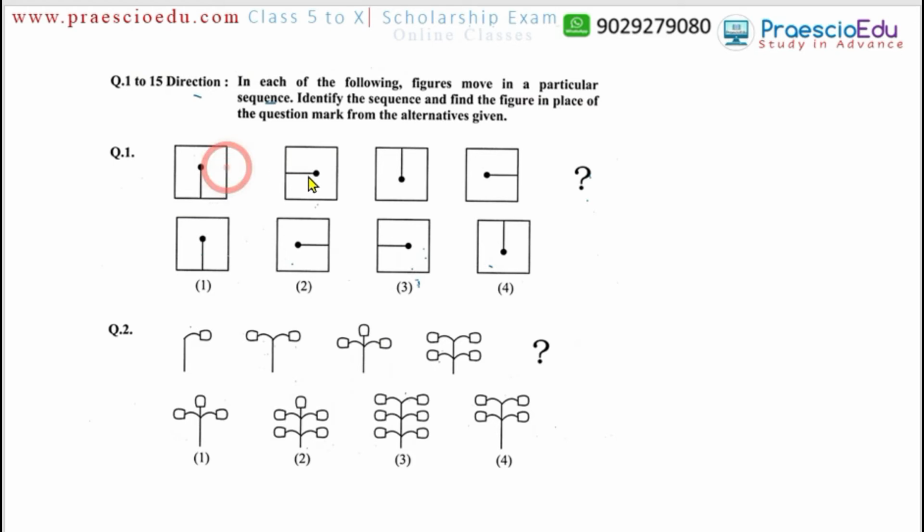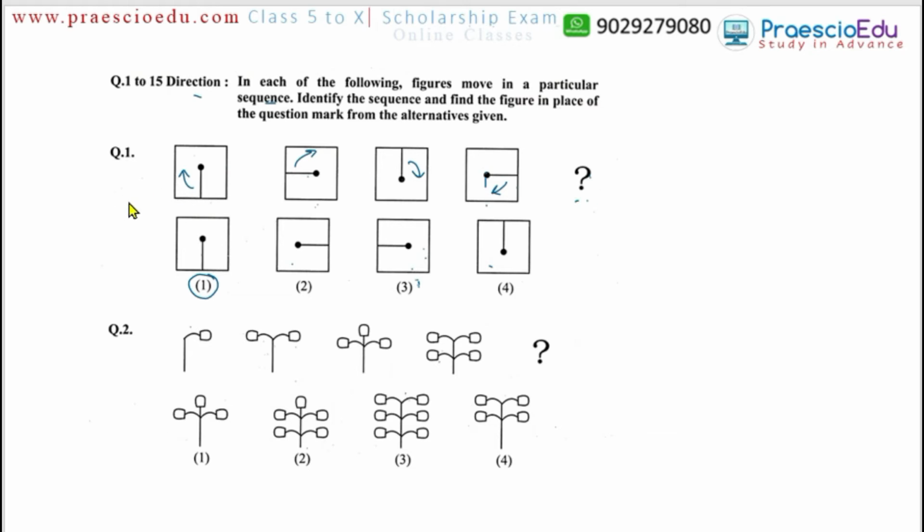So this first figure, second figure, third and fourth, if you see, each is turning 90 degrees after the previous one. So this should be the downward direction. Okay, downward, and this pointer should be at the center. So downward means option number 1 must replace the question mark, like this one.